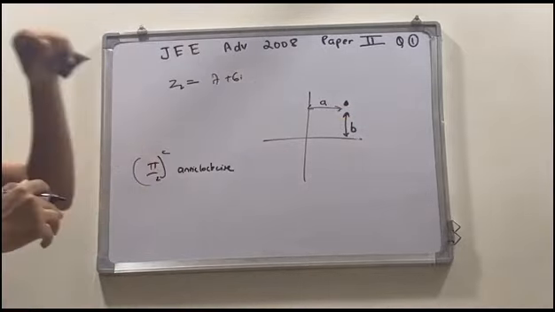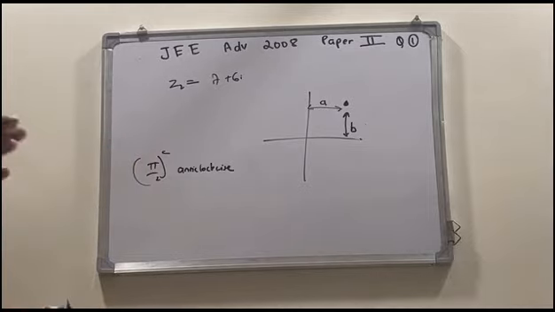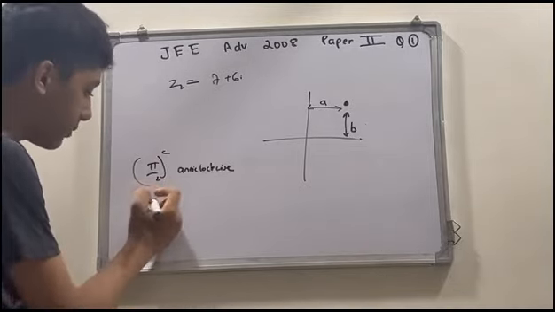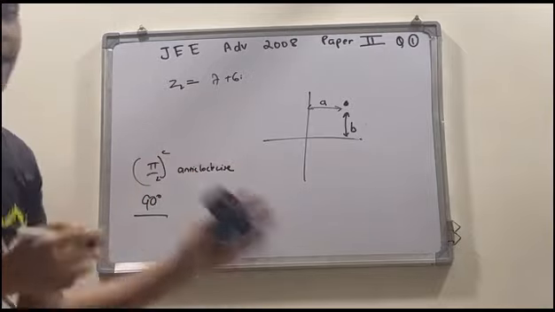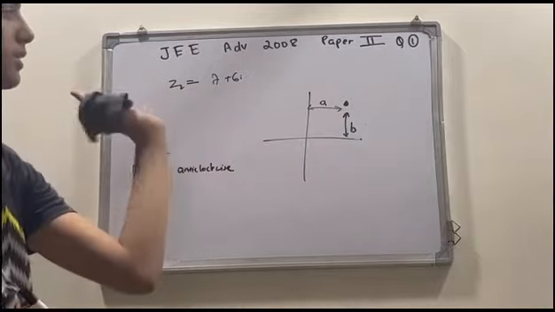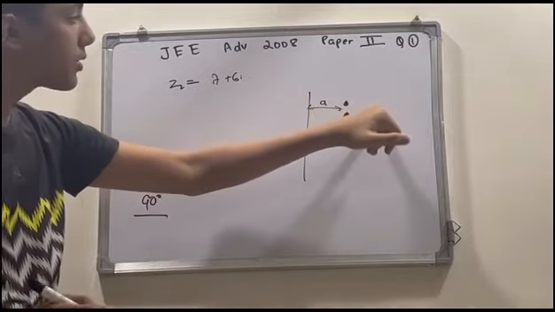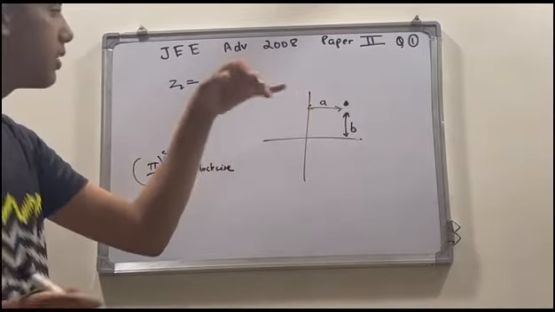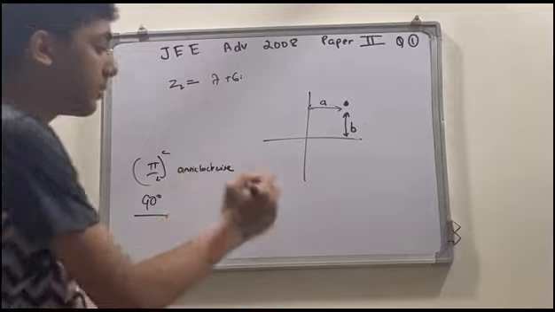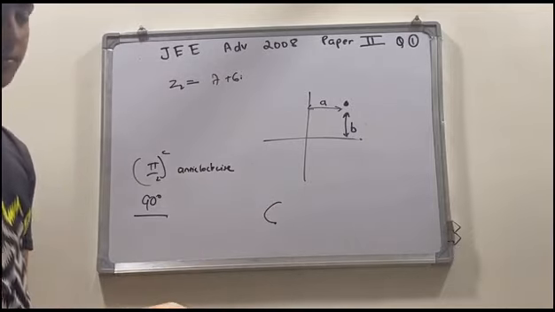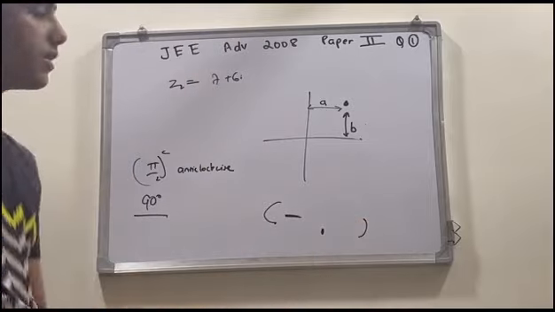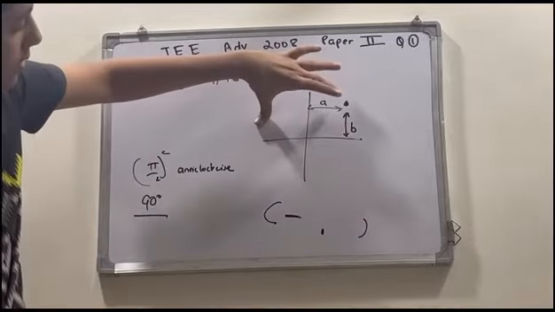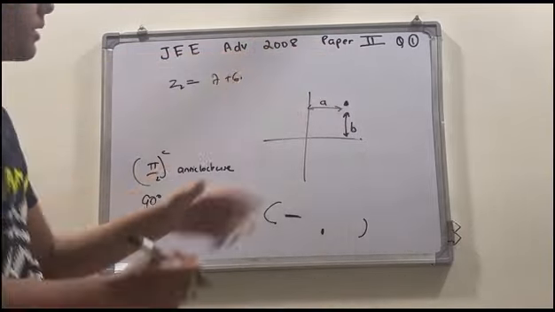Now let's say we're rotating it by pi by 2. Firstly, what is pi by 2? Pi by 2 is 90 degrees. For those who don't know, this is in radians, this is in degrees. Anti-clockwise means it's supposed to move like this. So from the first quadrant, it's going to come into the second quadrant. So of course we know x is going to be negative.